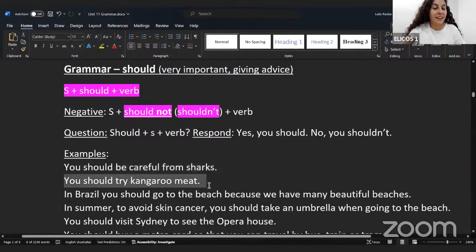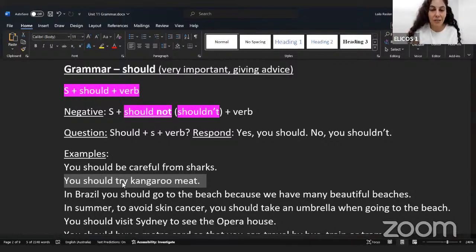You should try kangaroo meat. So that's giving advice. I'm telling someone that I think this is good. You should try this. Okay, we use the verb try when we speak about food. So you should try this. It's really good. It's really healthy. It's really tasty. It's really delicious. You should try it.